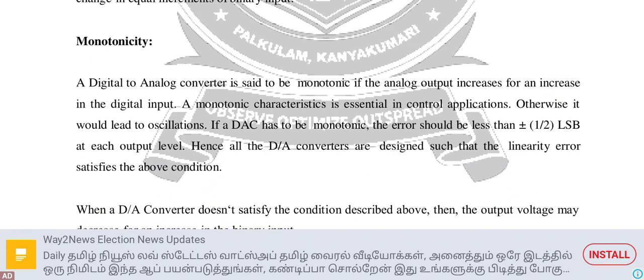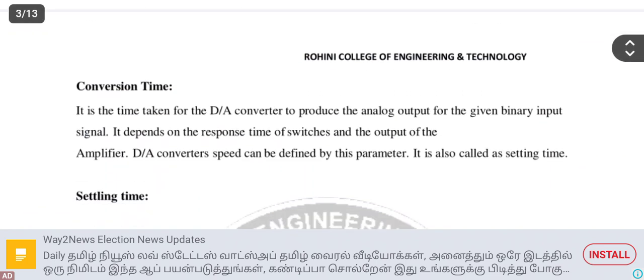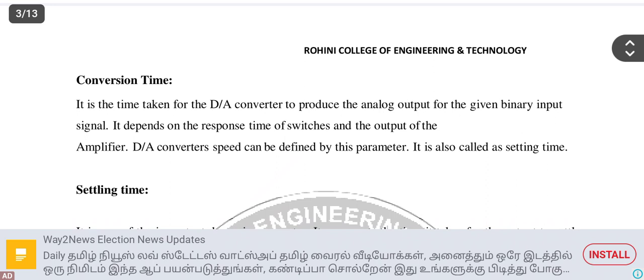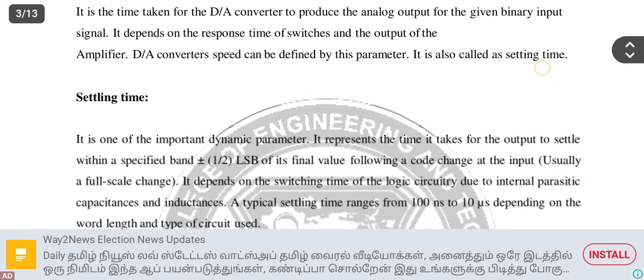Monotonicity. Digital to analog converter is said to be monotonic if the analog output increases for an increase in the digital input. Conversion time. It is the time taken for the digital to analog converter to produce the analog output for the given binary input signal. Settling time.